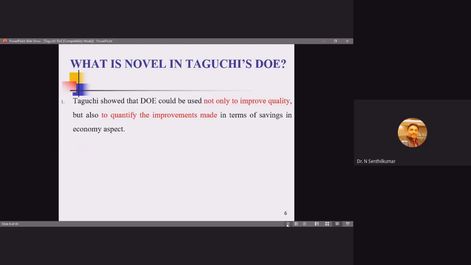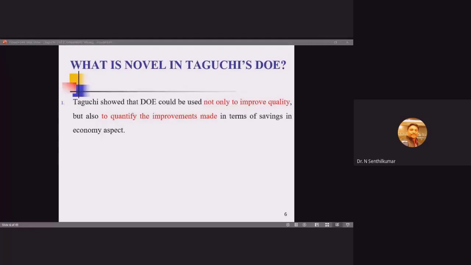Then what is novel in Taguchi's DOE? So far we have seen what is meant by Taguchi and what is the need for Taguchi design. Now, what is novel in Taguchi's DOE? That we are going to see.